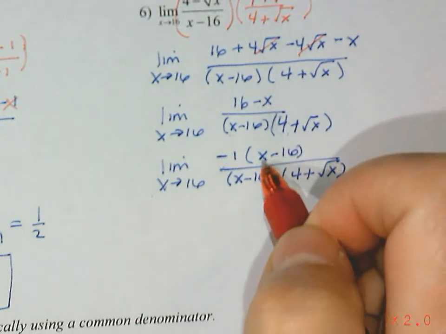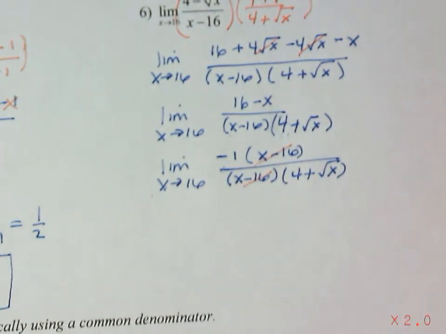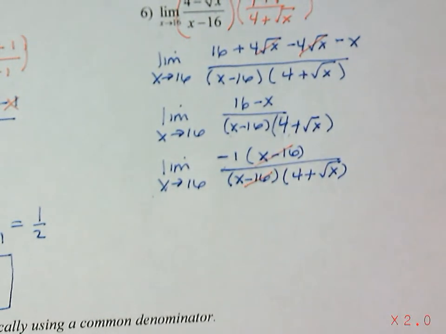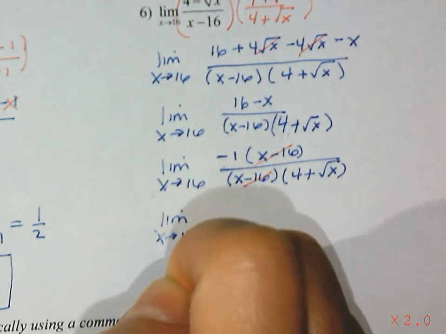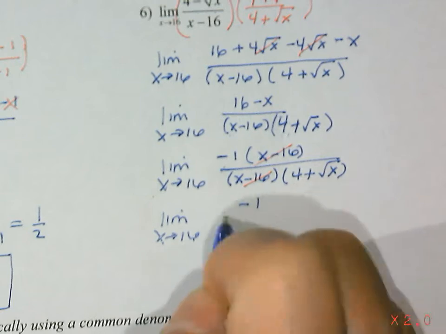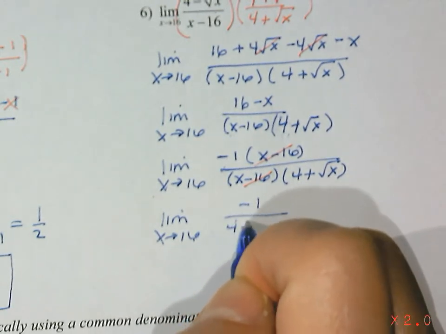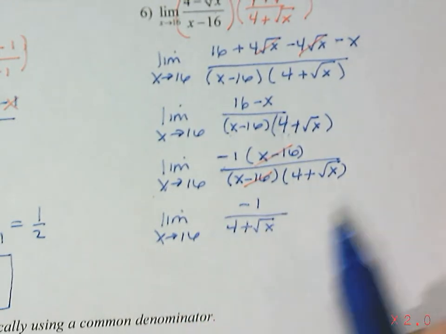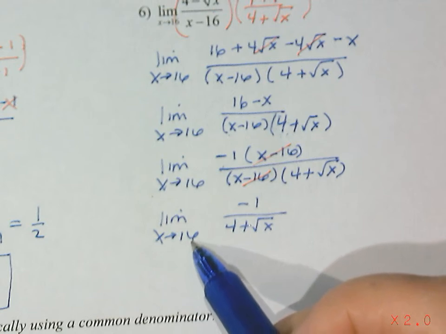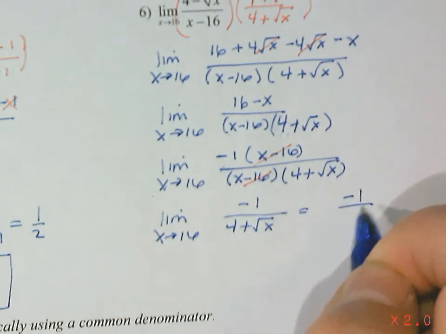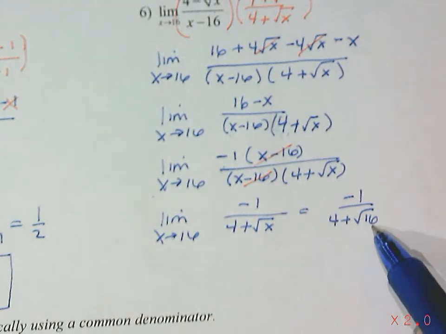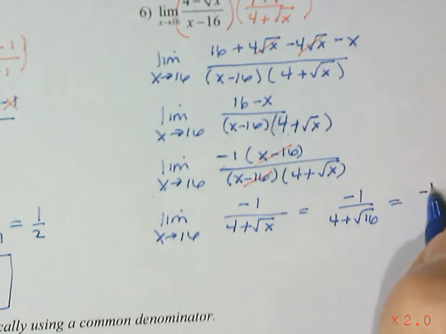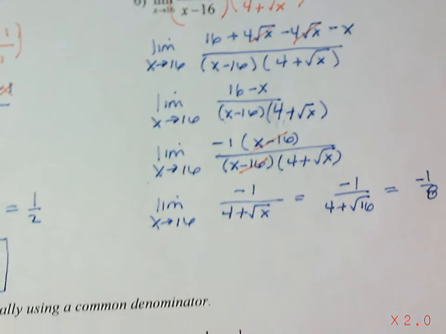What this does now is I can get rid of the x minus 16 in the numerator and the denominator. So I'd have the limit as x approaches 16 of negative 1 over 4 plus the square root of x. Now I'm going to plug the 16 in for x. So I get negative 1 over 4 plus the square root of 16. The square root of 16 is 4. 4 plus 4 is 8. So that equals negative 1/8.